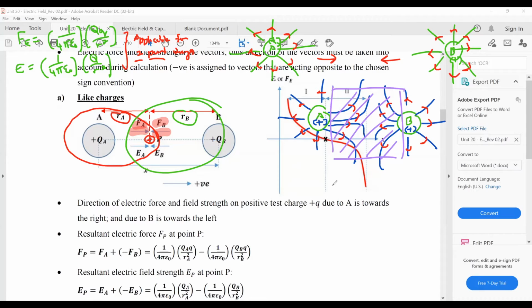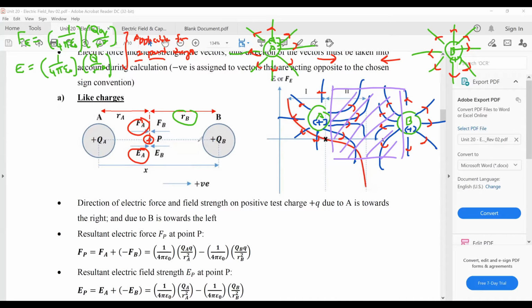Now then, if you were to try and find out another separate quantity called the field strength here, your analysis would be the same. I need to find out what is the field strength due to A and field strength due to B individually first before I add them up. So in my case, if I put a positive test charge here, I already know that the force on the positive test charge due to A is going to be in this direction. So my electric field strength will also be in this same direction.